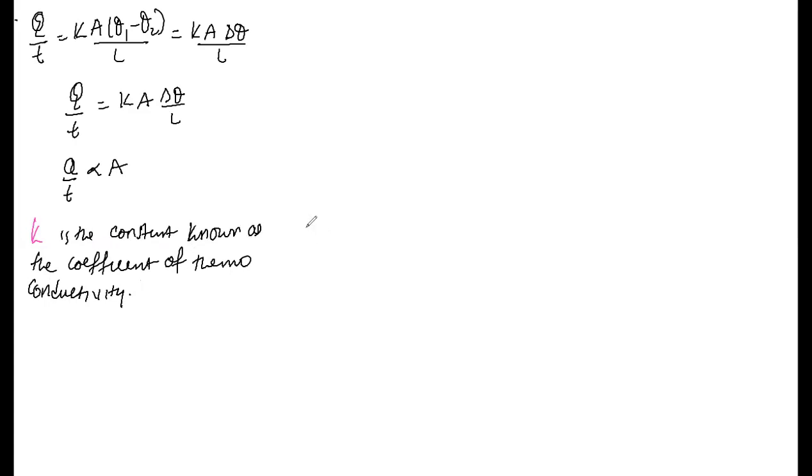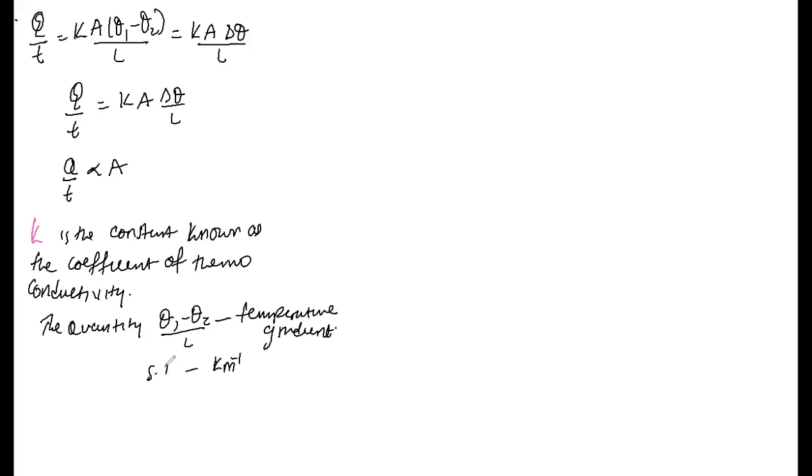Okay. Then the quantity (theta 1 minus theta 2) divided by L is what we call the temperature gradient. The temperature gradient. And the units for temperature gradient are Kelvin per meter. This is the SI unit for temperature gradient.